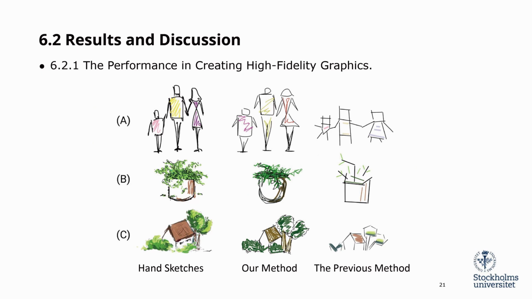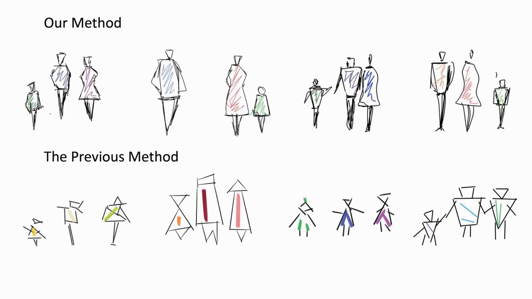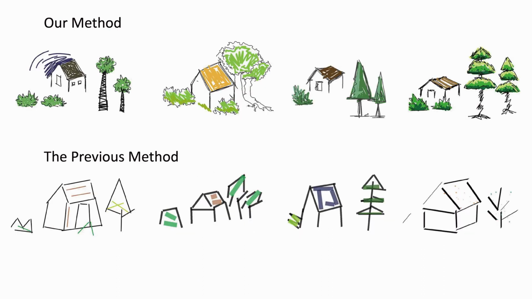The drawings via the different methods show that our application leverages the design of compass to enable smooth pursuit and easy drawing with the eyes. The fidelity is improved significantly compared to the previous gaze control drawing method and resembles the results obtained from hand drawing. The previous gaze control drawing method in the experiment represented most of the gaze control studies, which were based on the form of dwell click to draw, dwell click to end drawing, where the gaze could only determine the start and end points, thereby limiting the user to creating a single line segment per interaction, reducing efficiency.